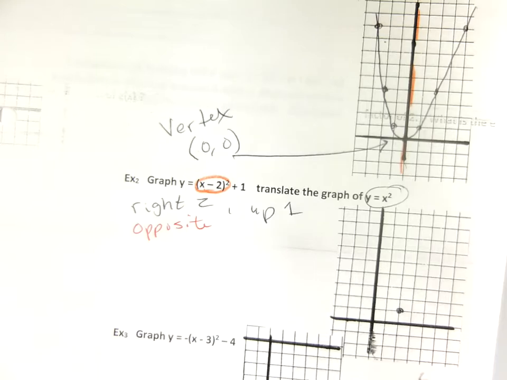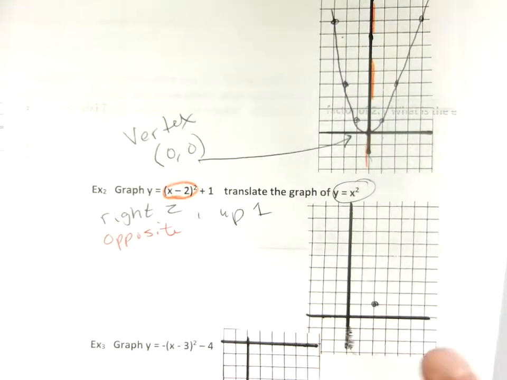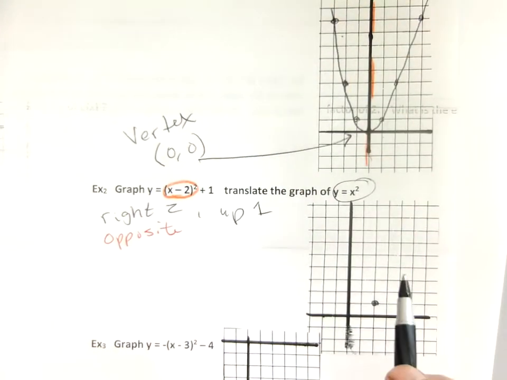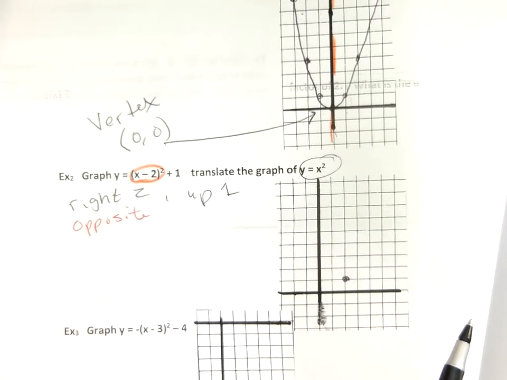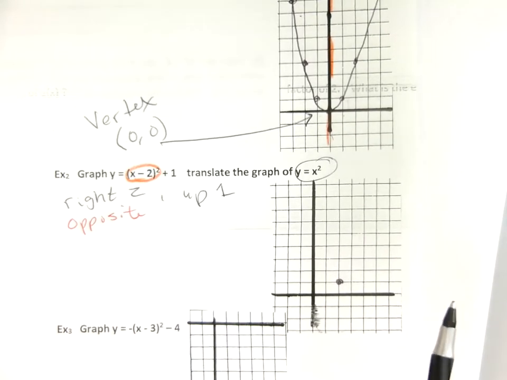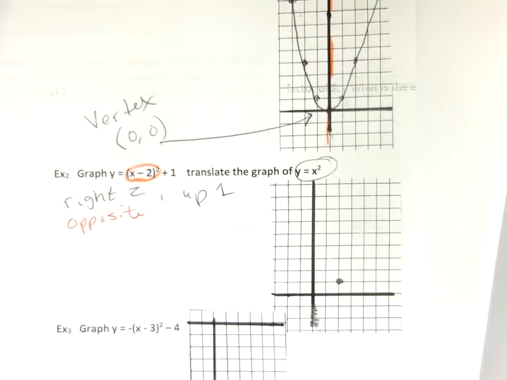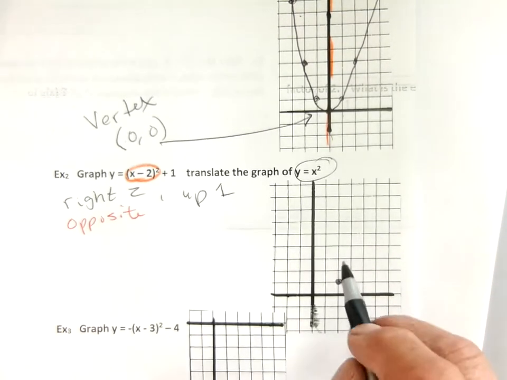There's my vertex. Now, let's take this graph and put it here. Okay, so I want to wait for everybody just to watch me. I want everybody to watch me, and then I'll have you draw it. Don't draw this, okay? Just watch. All eyes up there. Watch.